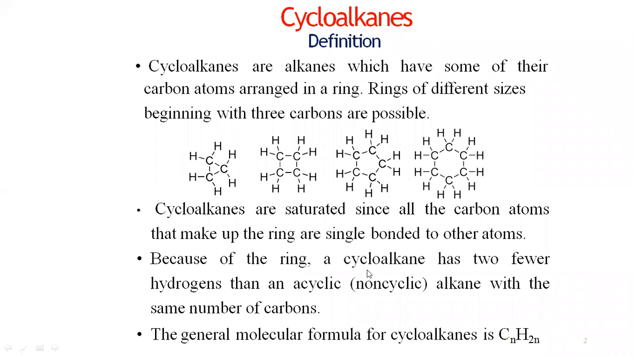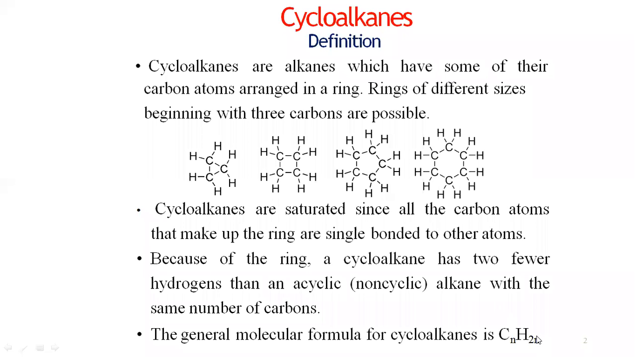Because of the ring, a cycloalkane has 2 fewer hydrogens than an acyclic alkane. Due to this cyclic arrangement, they have 2 fewer hydrogens than the non-cyclic alkanes with the same number of carbon atoms. The general molecular formula for the cycloalkane is CnH2n.